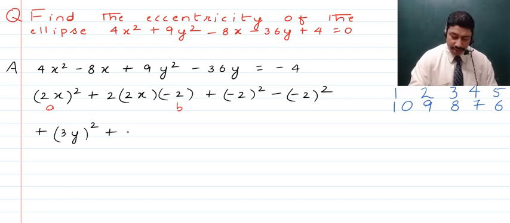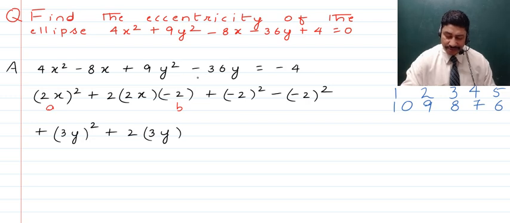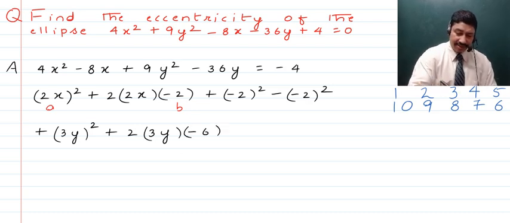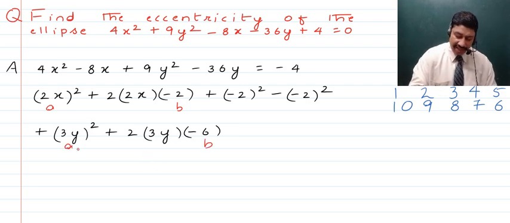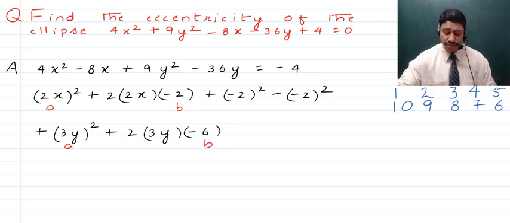Then the 2ab term, so 2 times 3y, the value of a, times some b, so that we can get to minus 36y. So 3 times 6, so obviously we require 6, so that has to be minus 6. So here we get the value of b to be minus 6 when the value of a is 3y, and thus we can now write this to be a plus b whole square after we've written the constants.